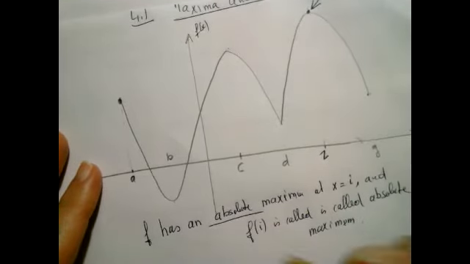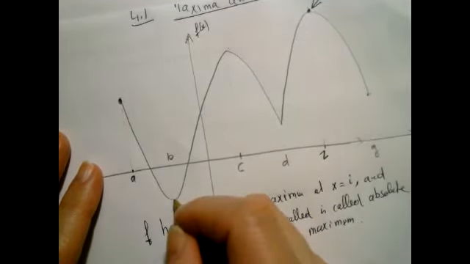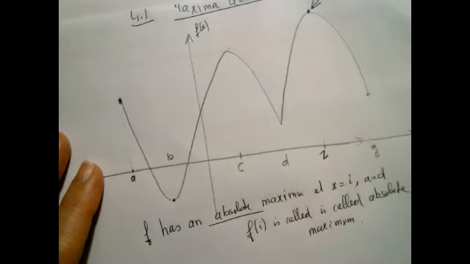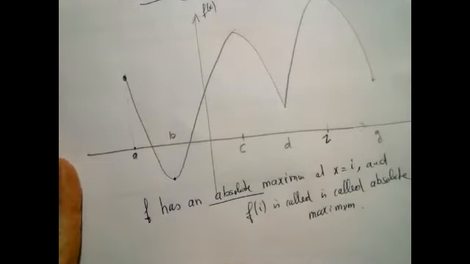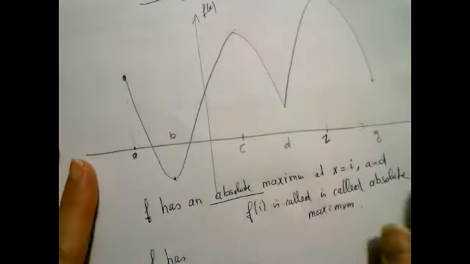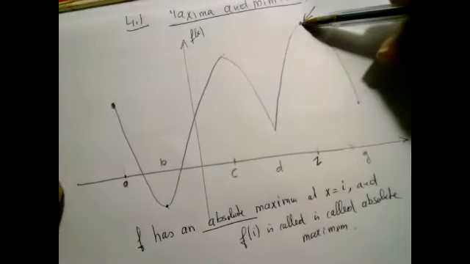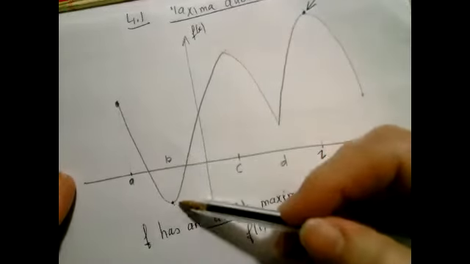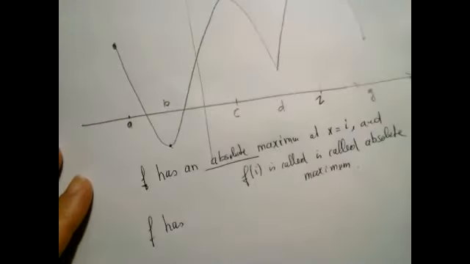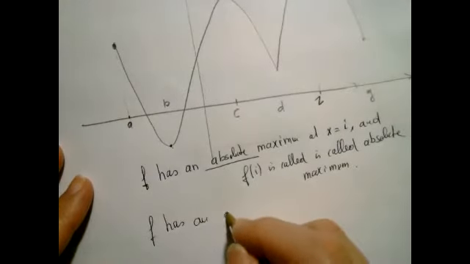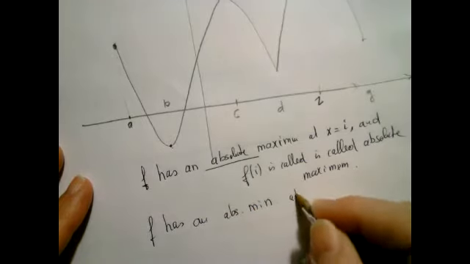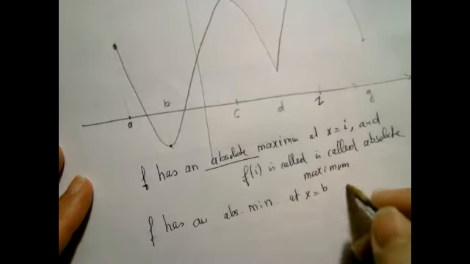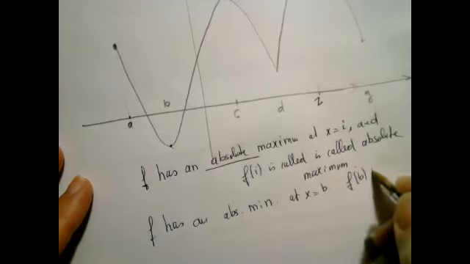Now, by the same idea, something special happens here at b. My function f will have an absolute minimum, the smallest value the function gets. So at I, the function gets its largest value. At b, it gets its smallest value. So we say that f has an absolute minimum at x equal to b, and f of b is called the absolute minimum.